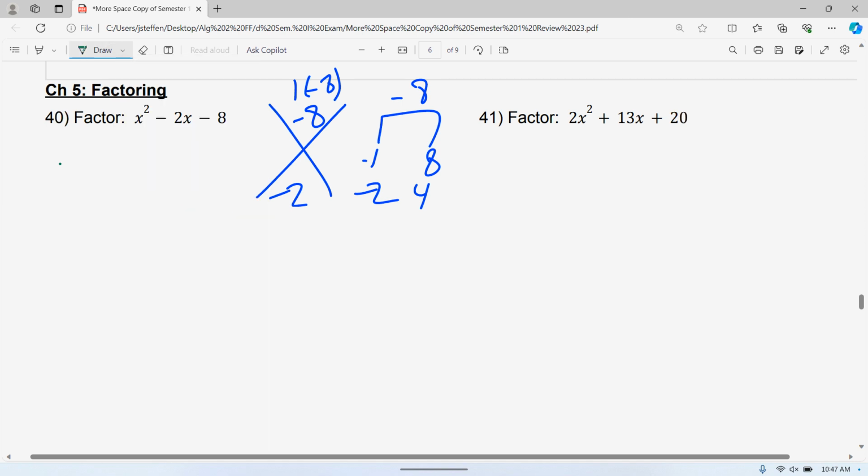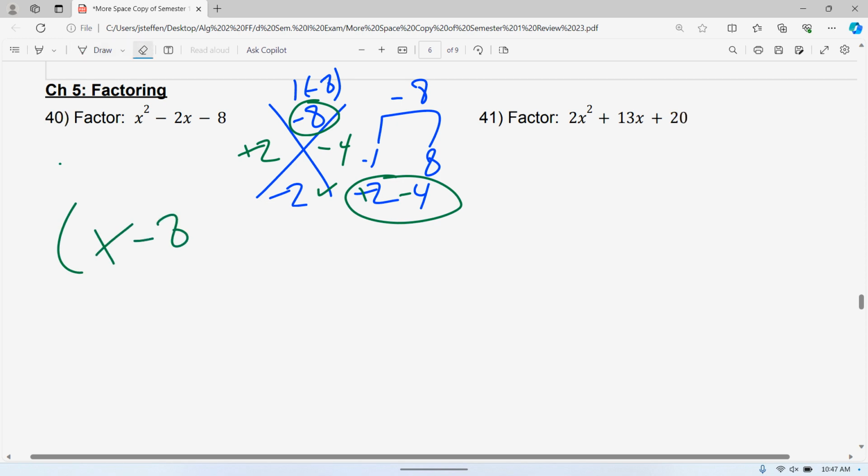None of them adds up to -2. Well, if you look, -2 and 4 are close. They add up to be +2. But if that ever happens where you're that close, you have the right numbers, just the wrong sign, all you need to do is change both of these to their opposites. So when you do that, +2 and -4 still multiply to -8, and now they add up to -2. So it's x plus 2, x minus 4.